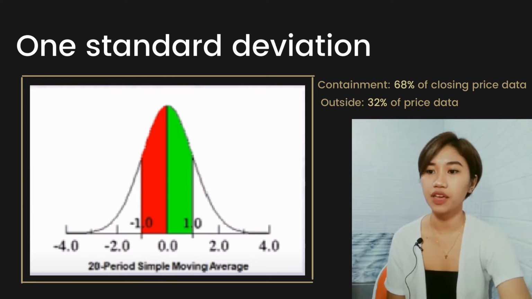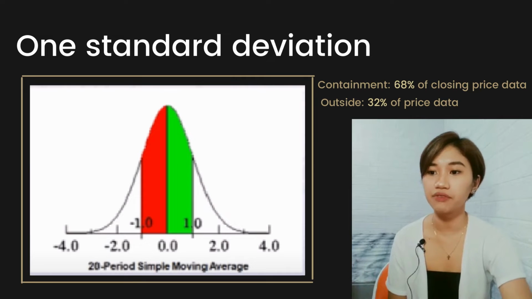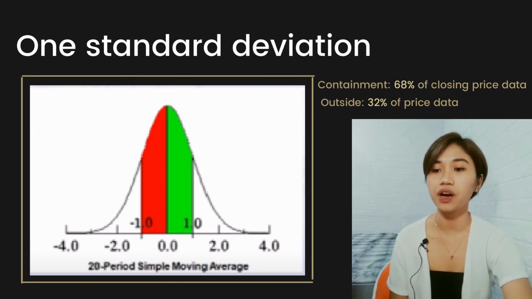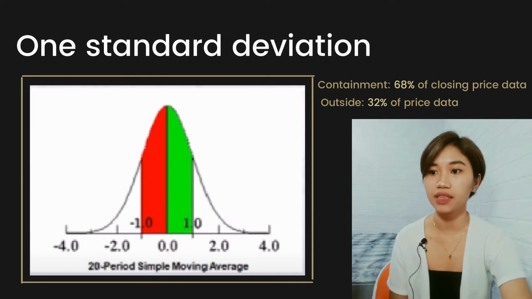Okay, so one standard deviation. This is the midline right here. This would be the value of the 20-period moving average. This is one standard deviation above, and this is one standard deviation below. Most of the prices are going to be hovering right around the midline, the 20-period moving average.